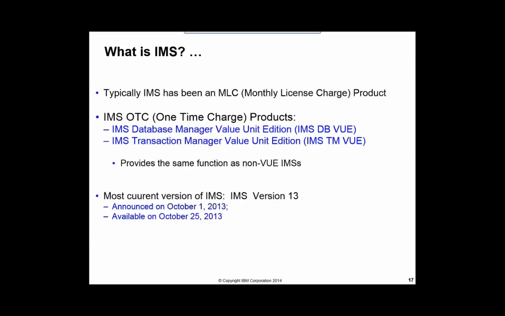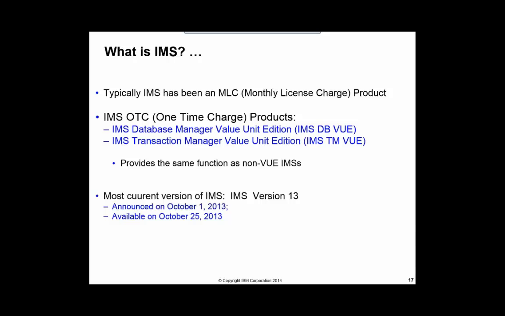Now, typically IMS is what's known as an MLC product in IBM. MLC means monthly license charge product, which means the more you use, the more you pay. However, recently we've come out with some other variants of IMS, and these are called IMS OTC products. OTC stands for one-time charge. In other words, you pay for this once, you get the product, and then you use it as much as you want. So there's an IMS Database Manager Value Unit Edition, or IMS DBVUE, and there's an IMS Transaction Manager Value Unit Edition, or IMS TMVUE.